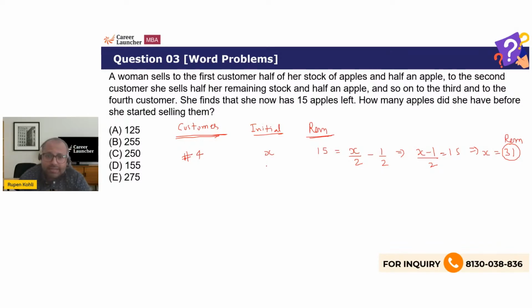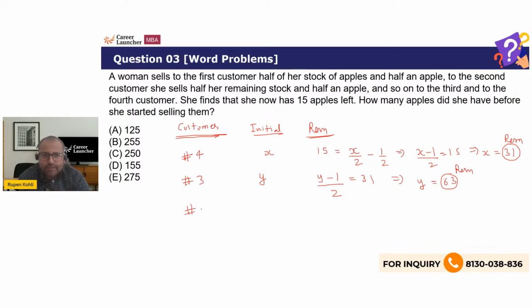So now retrace to the third customer. Let's say that she started with Y apples before giving to the third customer. After giving, she is left with 31, we know. So if she started with Y, again the same thing, she will be left with Y minus 1 by 2. She gives half, she's left with Y by 2, then another half she gives, minus half, and that is this 31. So therefore that gives me Y minus 1 is 62, so Y is 63, and repeat two more times.